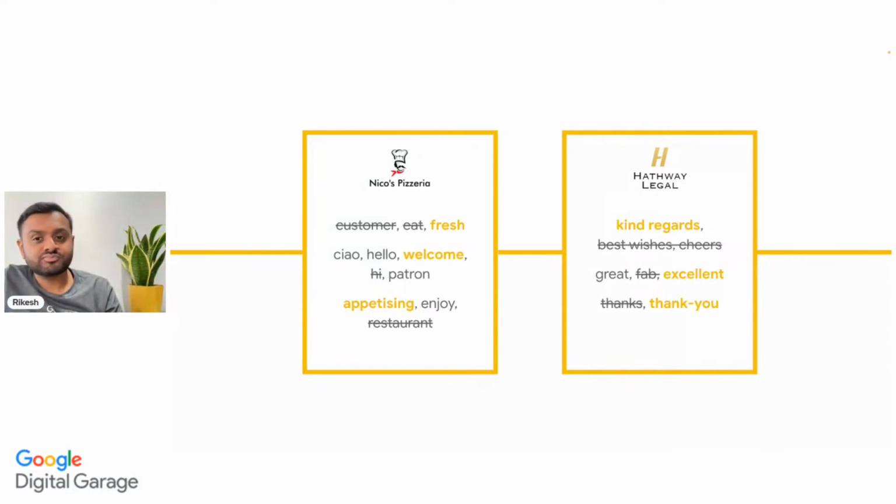Similarly, with Hathaway Legal, in terms of how they come across, whether it be in written form or spoken form, if members of Hathaway Legal go to various events or client meetings, they won't use more relaxed or casual words like cheers or fab or thanks. They will say thank you, they will say excellent, they will say kind regards, which is in keeping with their brand as a law firm. So that's a few things to consider when it comes to creating your own rule book in terms of words that you will and won't use.